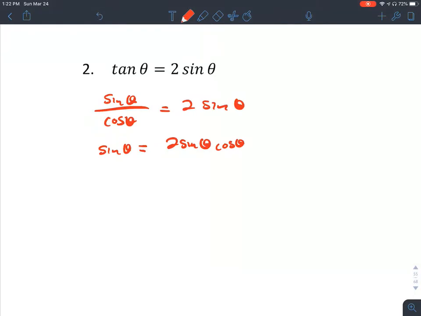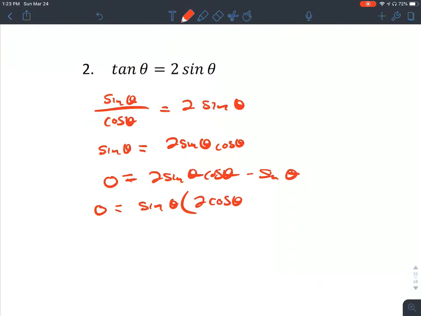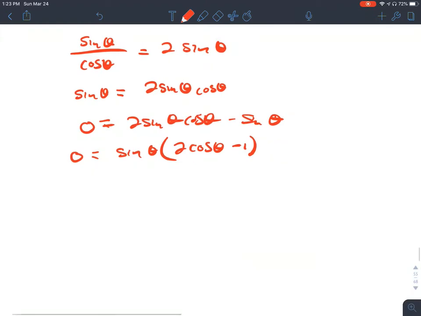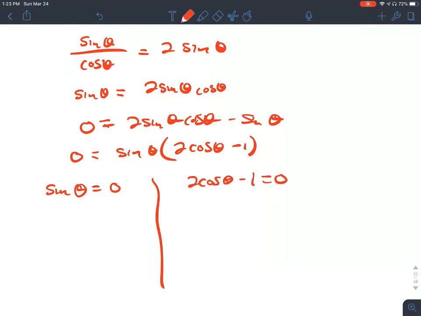And then if I subtract sine of theta from both sides, I get 0 equals 2 sine of theta cosine of theta minus sine of theta. If we GCF this, we're going to get sine of theta times 2 cosine of theta minus 1. Once it's factored, we're going to set each factor equal to 0. So we got sine of theta equal to 0, and we got 2 cosine of theta minus 1 is equal to 0.